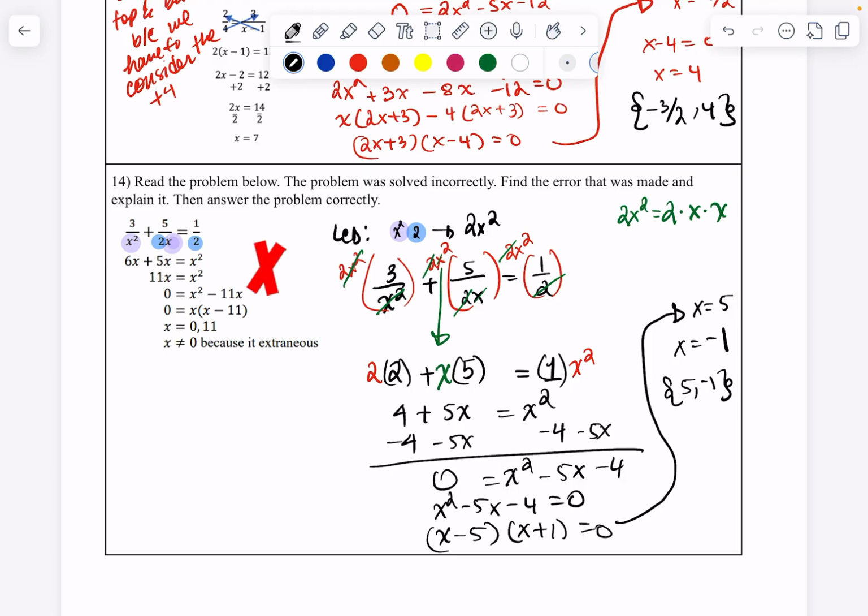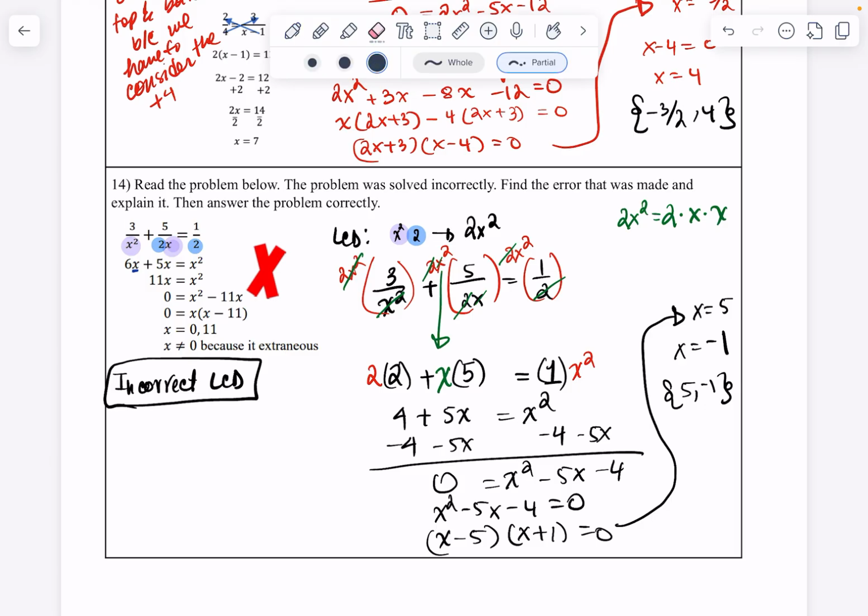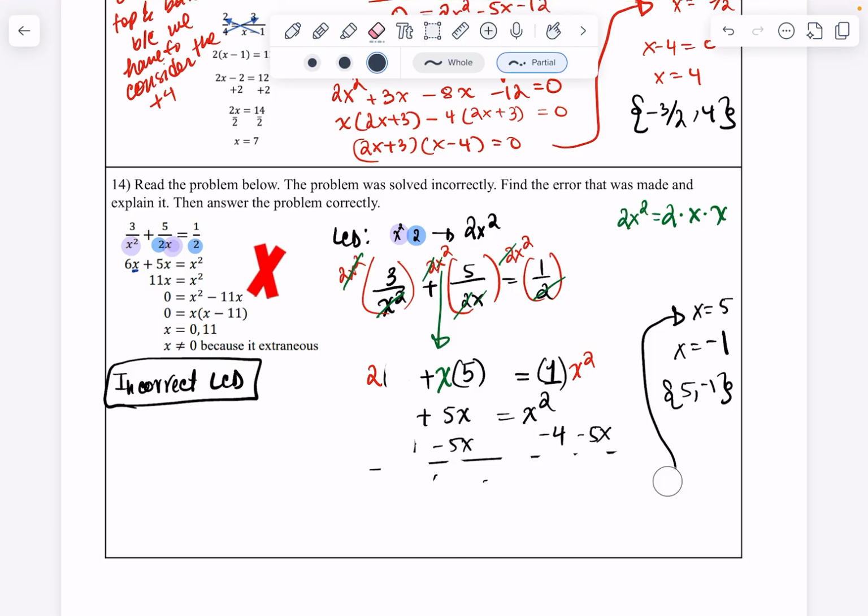So let's see what the mistake was in this one. The LCD was an issue, so we could say incorrect LCD, because if the LCD was correct, we would not have this x with us. So we needed to take care of that LCD. So that was the issue. Okay. Oh, wait. I made a mistake too. This should have been a 3. Ooh. Let's see. I may need to redo the problem too.